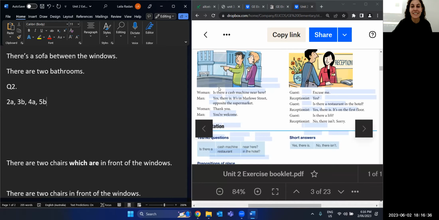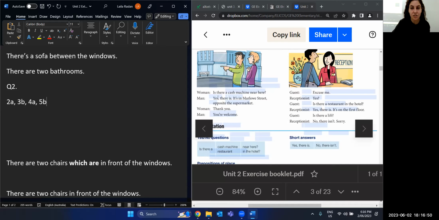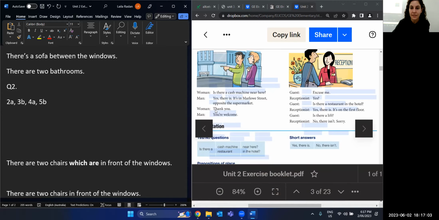Okay, so is there only one? Is there one cash machine near here, around here, close by, nearby? So you can use any of those words the same. Yes, there is. So always yes or no first. Yes, there is. Is because only one. You don't need to repeat the noun. Yes, there is. No, there isn't. And then he told her where. Thank you. You're welcome.